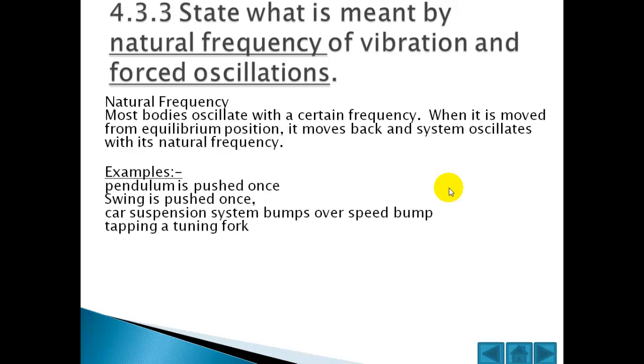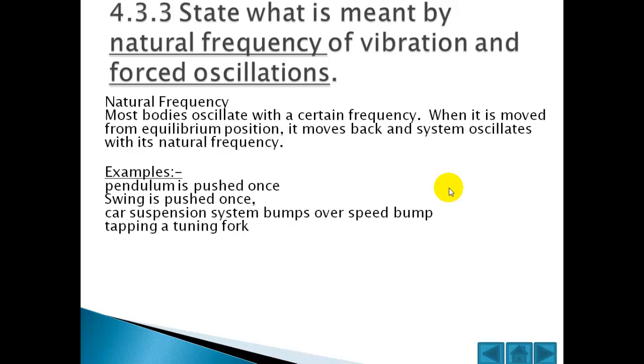So, this is an example. The pendulum is pushed once, and it basically oscillates around the equilibrium position. If you have a car suspension and the car bumps over a speed bump, the car will bounce up and down a little bit and it will oscillate around the equilibrium position.